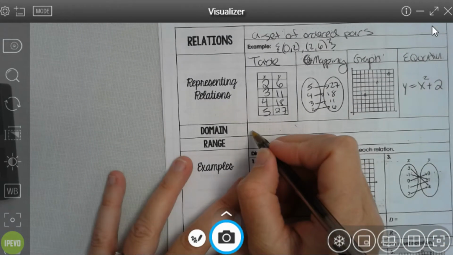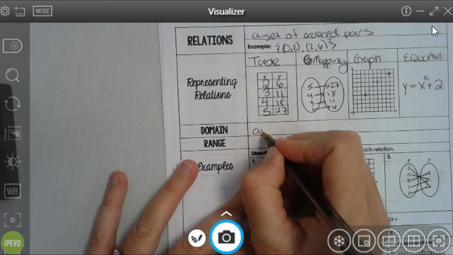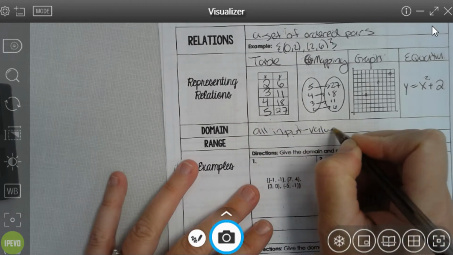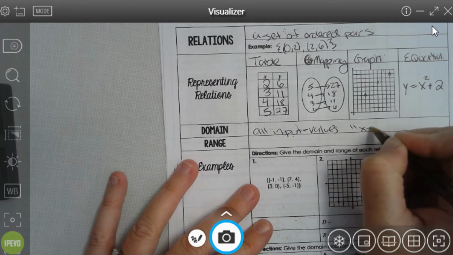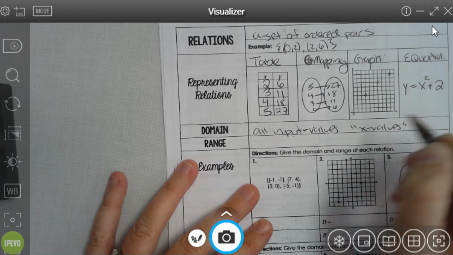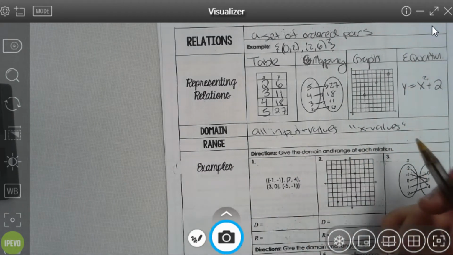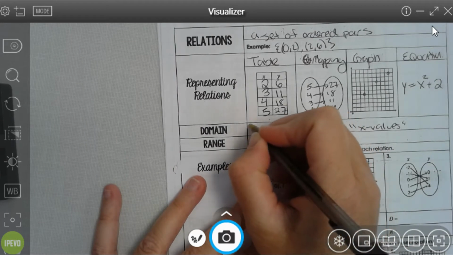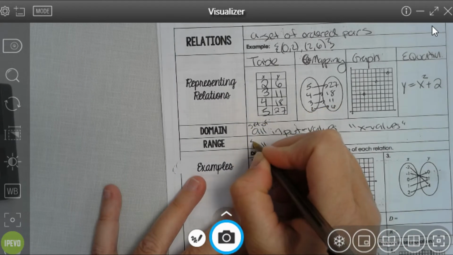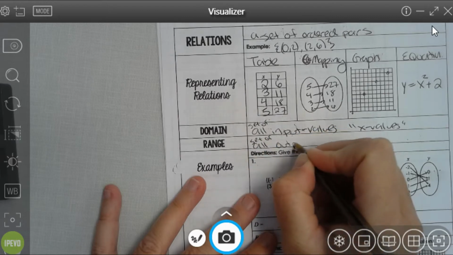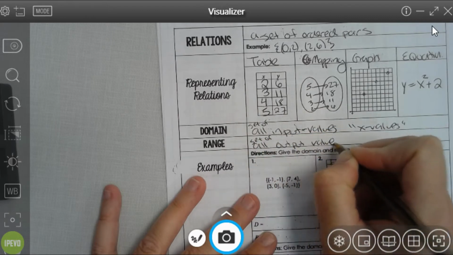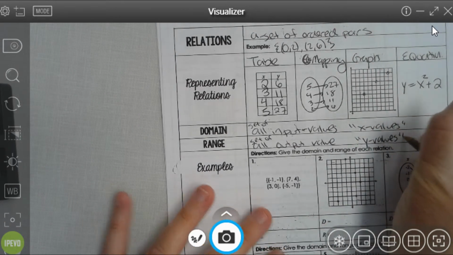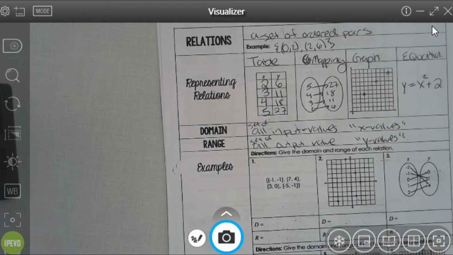When we talk about the domain, we talk about the set of all input values, and typically we call those the x values. So anything that goes into the equation. And the range is the set of all output values, and typically we call these the y values. So some examples down here.